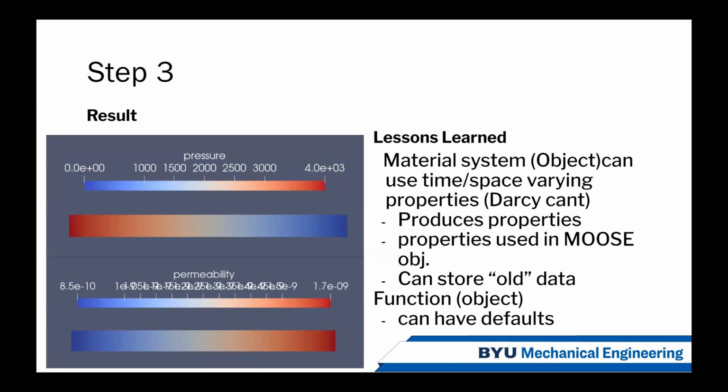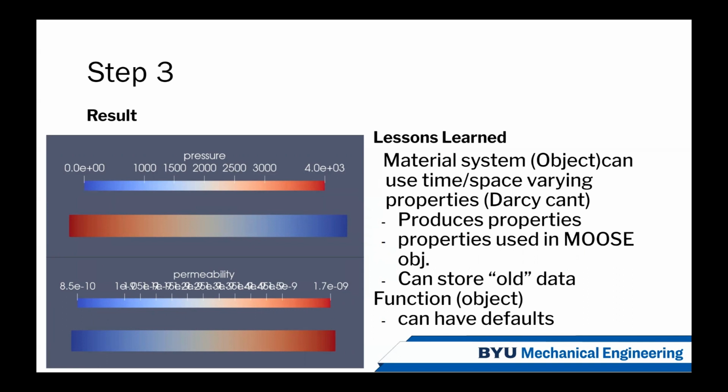In step three, we added permeability as an additional property, and we learned about properties that can vary with time and space. These are done with material systems, which are a type of object, just like our other objects. The reason this is important is because our Darcy-based objects cannot vary properties based on time and space. So our material system will produce the properties with respect to time and space, feed it to Moose, and then Moose can look at current and old states, produce the new information, and plot it as we see here.